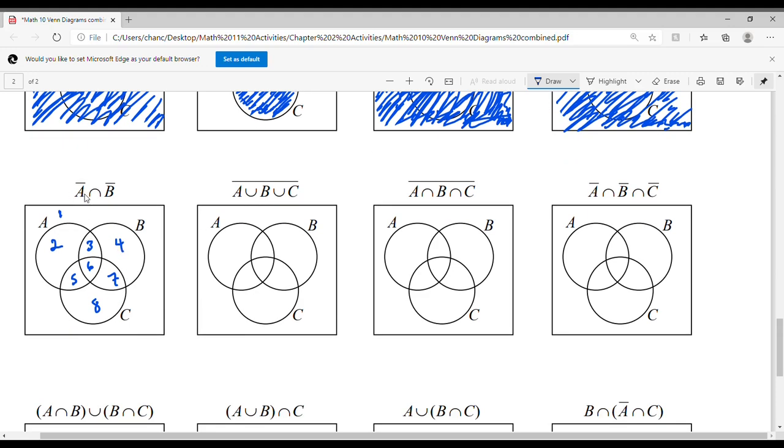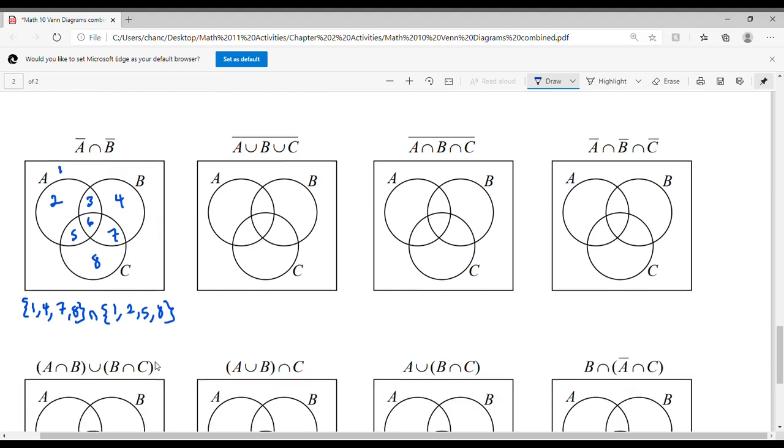So let's look for A complement. A complement would be everything outside of A. That would be 1, 4, 7, 8. All of the numbers that are outside of A are 1, 4, 7, and 8. I'm going to intersect that with B complement. B complement would be everything outside of B. That would be 1, 2, 5, and 8.